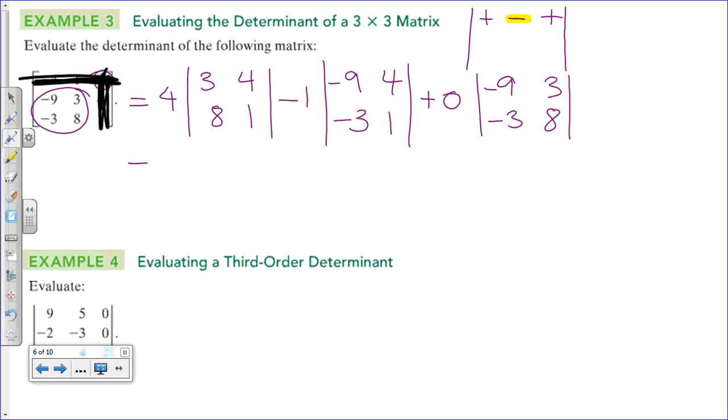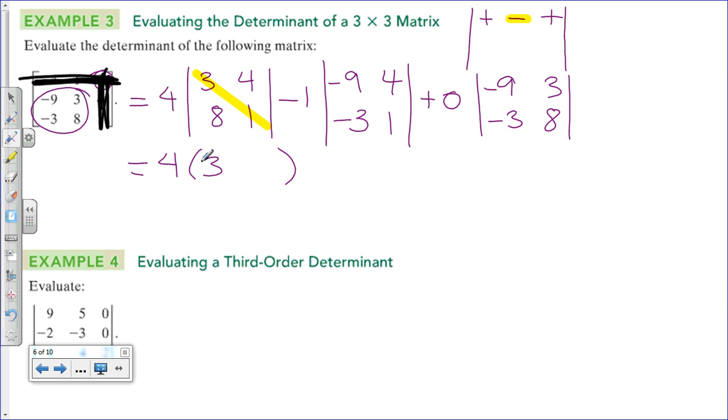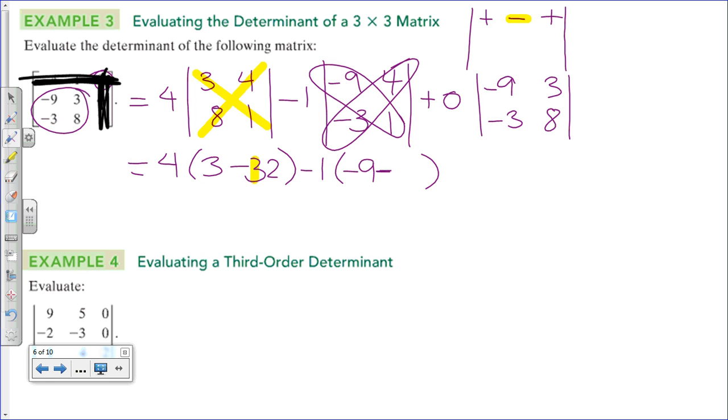And so what I will do here, this is pretty simple. We take the determinant of the 2 by 2, so we do that by multiplying 3 times 1, that is 3, and then we subtract the product of 8 times 4, which is 32. Next, we have a negative 1, and then we take the determinant here, so we multiply negative 9 times 1, so that's negative 9, and then negative 3 times 4. But remember, the formula comes with a negative, so here we will have minus negative 12.